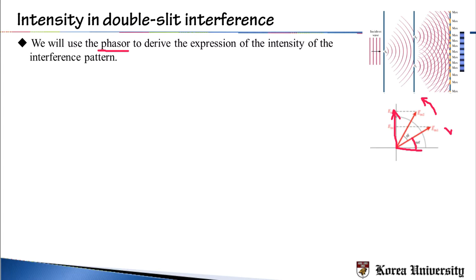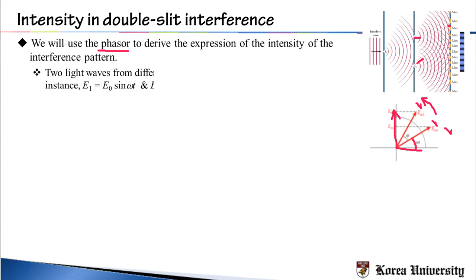Now we have two arrows because there are two slits, and the light passes through these two slits and arrives at the same position. When they arrive, the first thing we have to know is that they rotate at the same angular frequency, but they are at different phase angles.